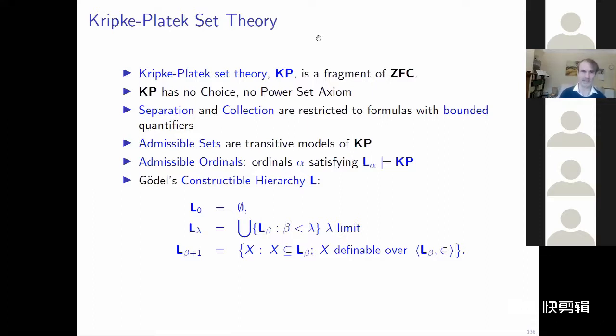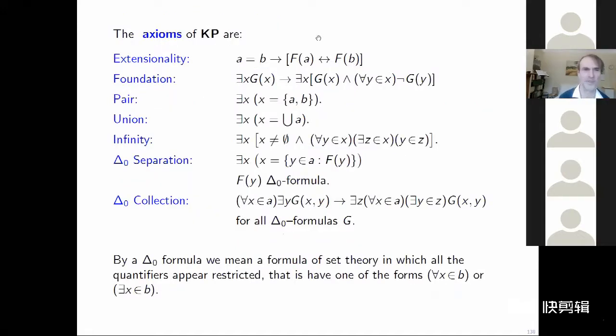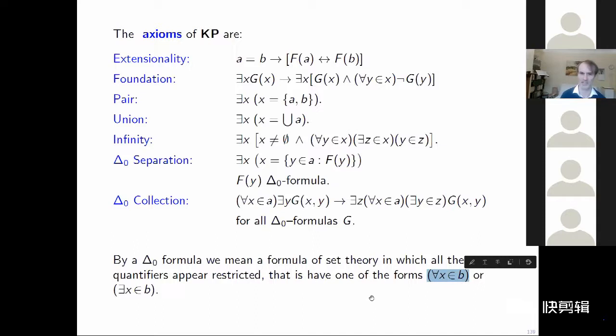Okay, so Kripke-Platek set theory, just a very brief look at the axioms. We have the standard axioms: extensionality, foundation, pair, union, and the infinity axiom. But then the crucial difference is that when it comes to separation, in ZF we have full separation. Here separation is only allowed for delta zero formulas, where delta zero formulas are formulas in which all quantifiers appear in a restricted form. They're either of the form for all x in b, or there is an x in b. So no unbounded set quantifiers.